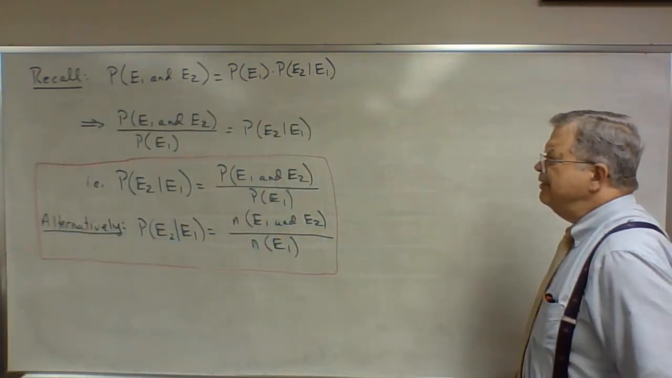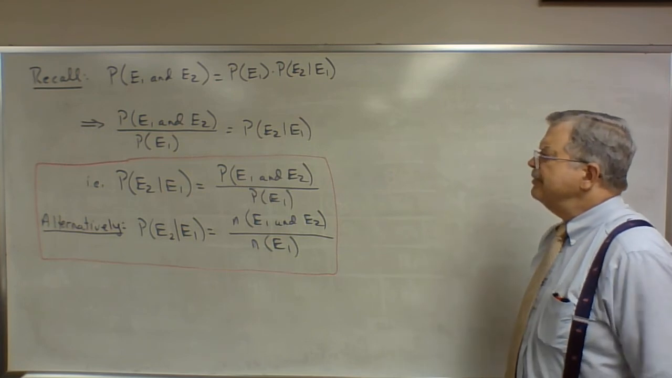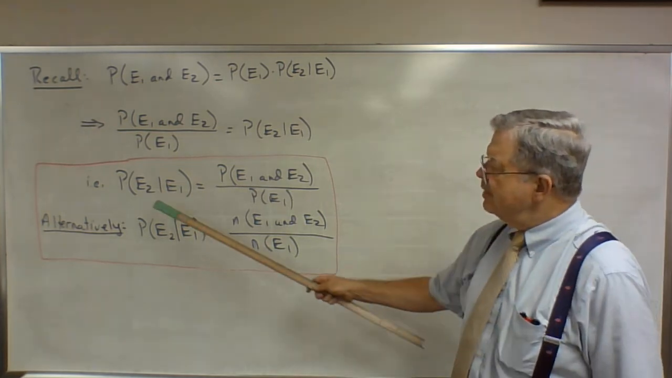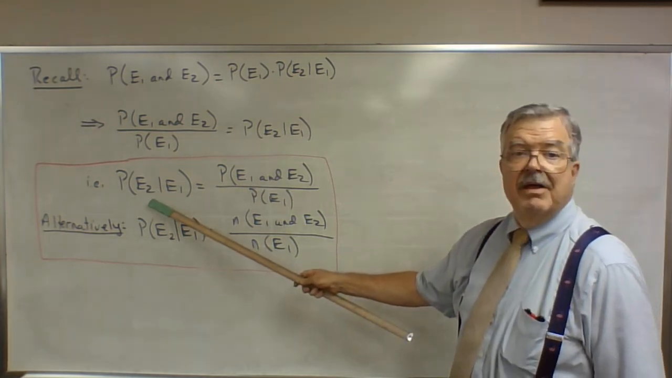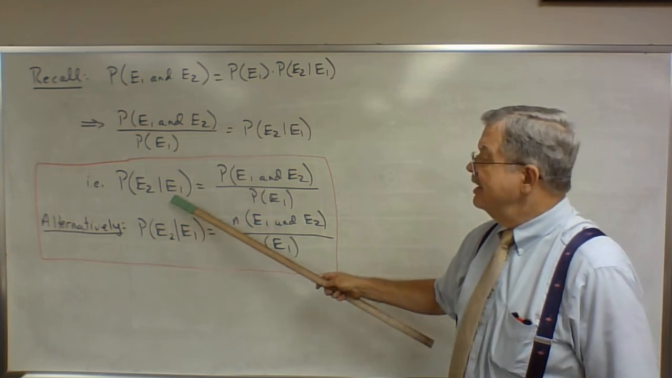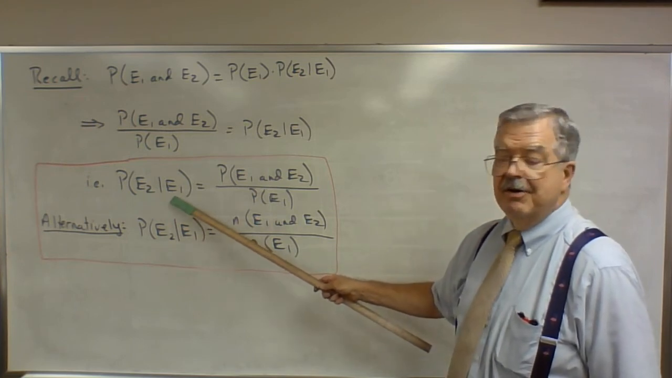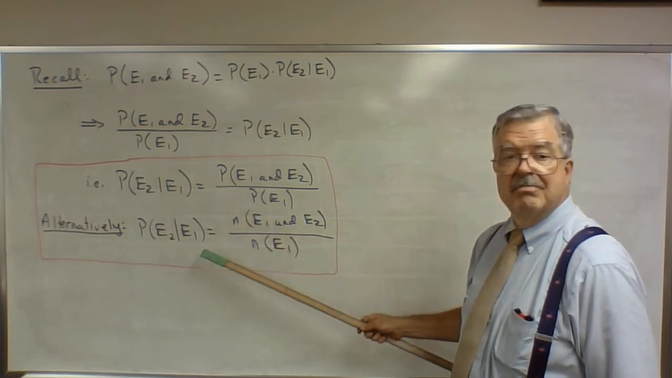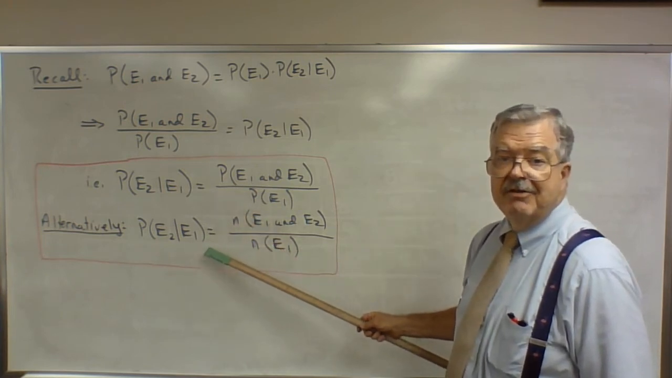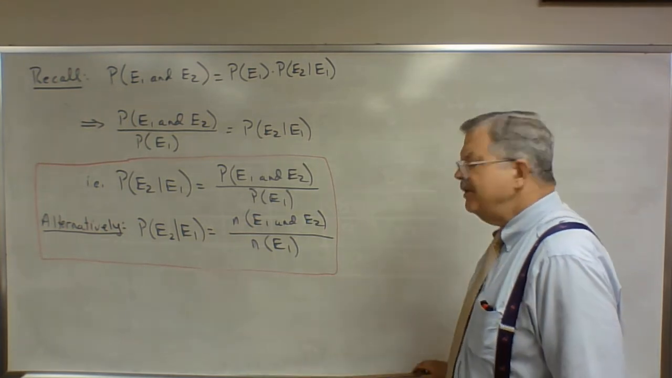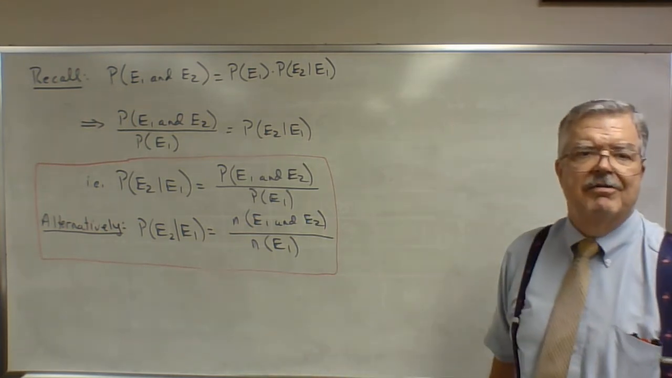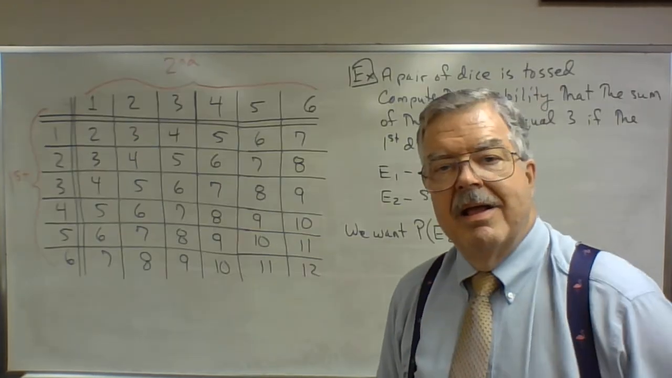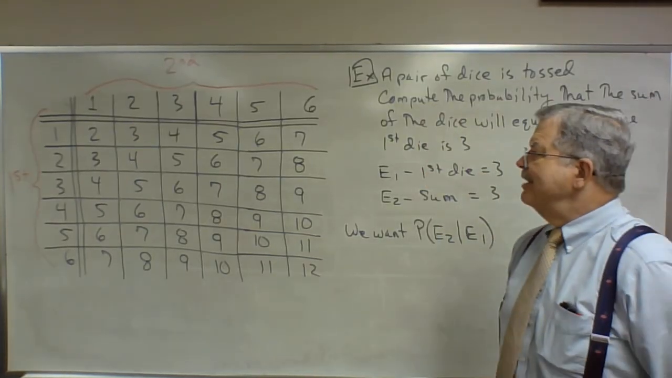Now we're going to do some probability exercises in which we want to compute the probability of a certain event given that another event has occurred. Sometimes this will be a nice formula to use. And we should probably know both of them. Let's go back to our dice.